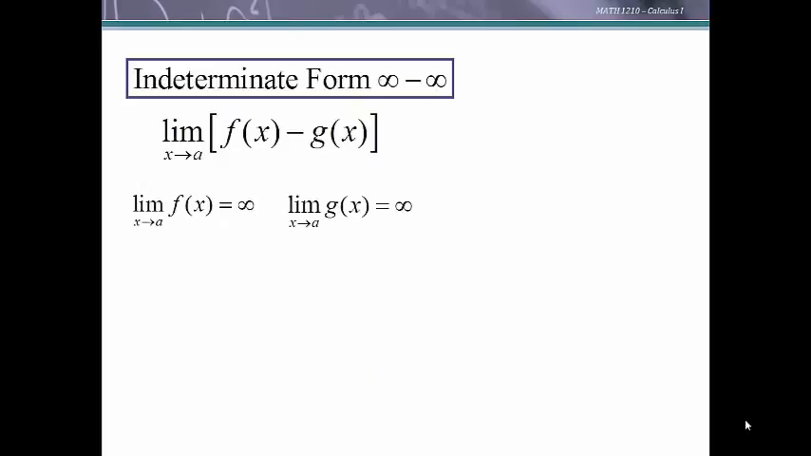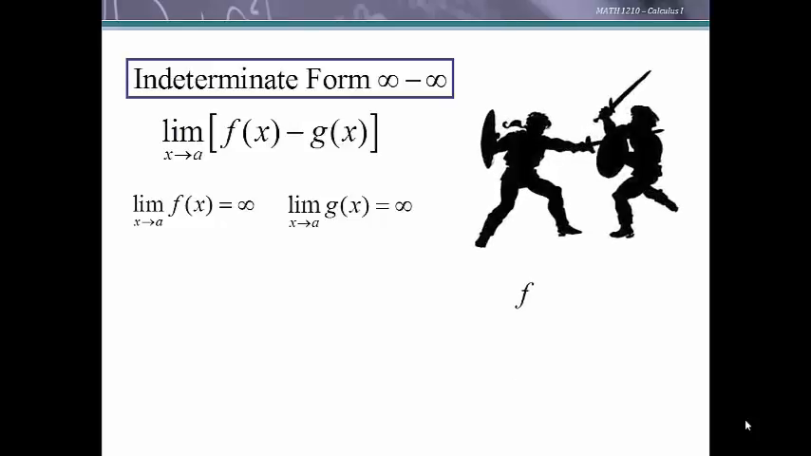Let's look at another indeterminate form. If we have the limit as x approaches a of f of x minus g of x, and both of these go to infinity, what is infinity minus infinity? Well, it might be 0, but maybe one infinity is bigger than another. We've got a battle going on.